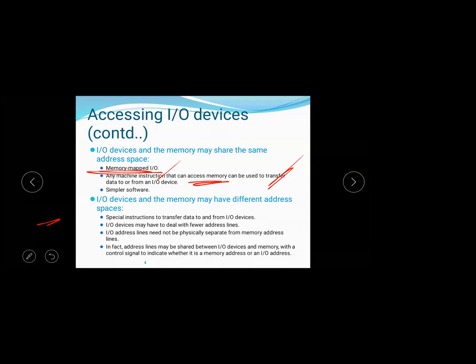Addresses are different కాబట్టి we have used same instruction. And simpler software, same address space, then there is no matching of addresses కాబట్టి the software is very simple.